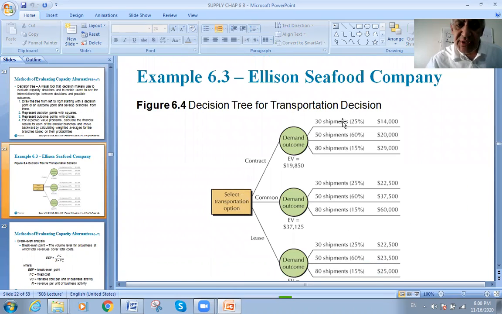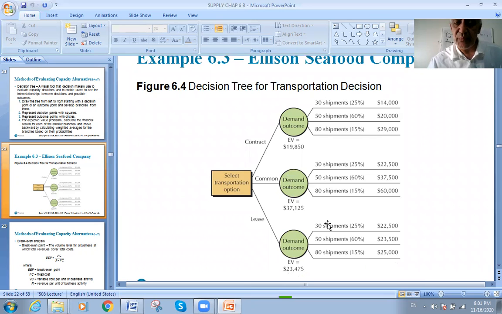On these points, you will get, let me tell you something: 14,000 by 25%, 20,000 times 60%, 29,000 times 15%. You will calculate all of them together. They will give you 19,850. This is very simply how you will solve it. It's just multiplication, then addition. 14,000 times 25% plus 20,000 times 60% plus 29,000 times 15%. That's all. When you calculate it, it will come to 19,850. And this is the first one.